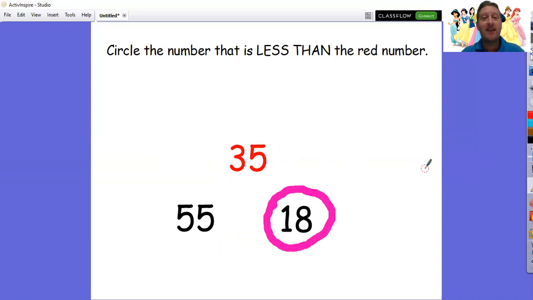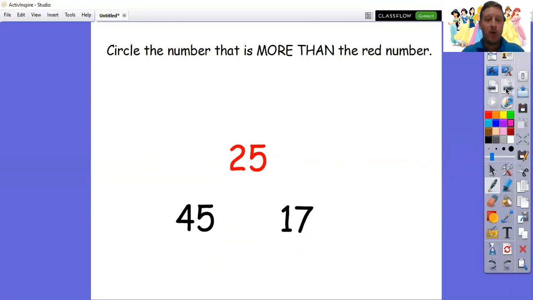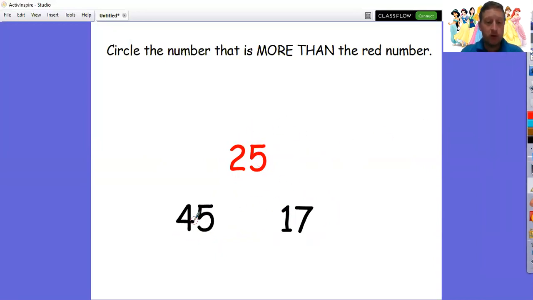Shall we take a look at another one? Okay. Now it says circle the number that is more than the red number. Our red number today is 25. So we need to look at these two numbers to see which one is more than 25. Is 17 more than 25? Is 45 more than 25? Yes. So let's circle our number that is more than 25.